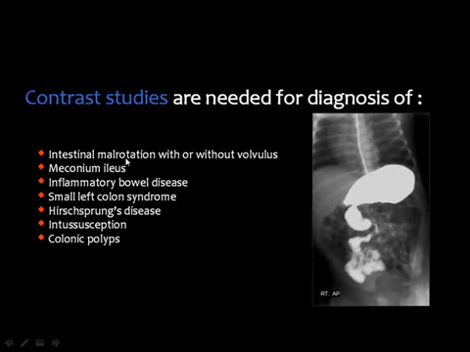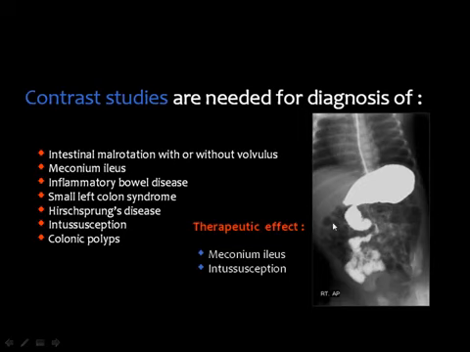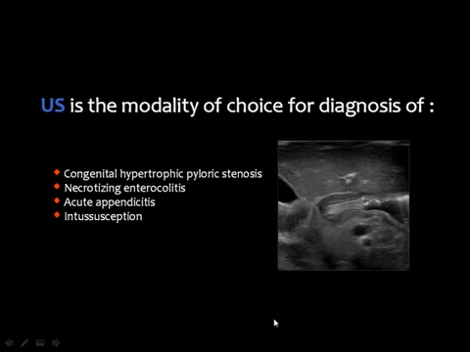Also, barium can help in the diagnosis of intestinal malrotation with or without volvulus, the diagnosis of meconium ileus, inflammatory bowel disease, small left colon syndrome, Hirschsprung disease, intussusception, and colonic polyps. And also, do not forget the therapeutic effect of barium in dissolving meconium, in some cases of meconium ileus, and in reduction of intussusception.